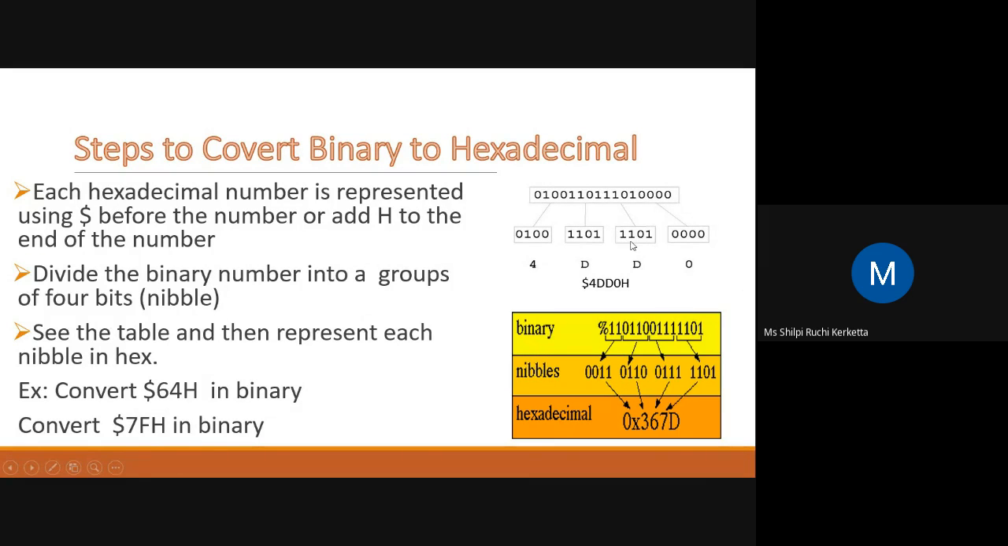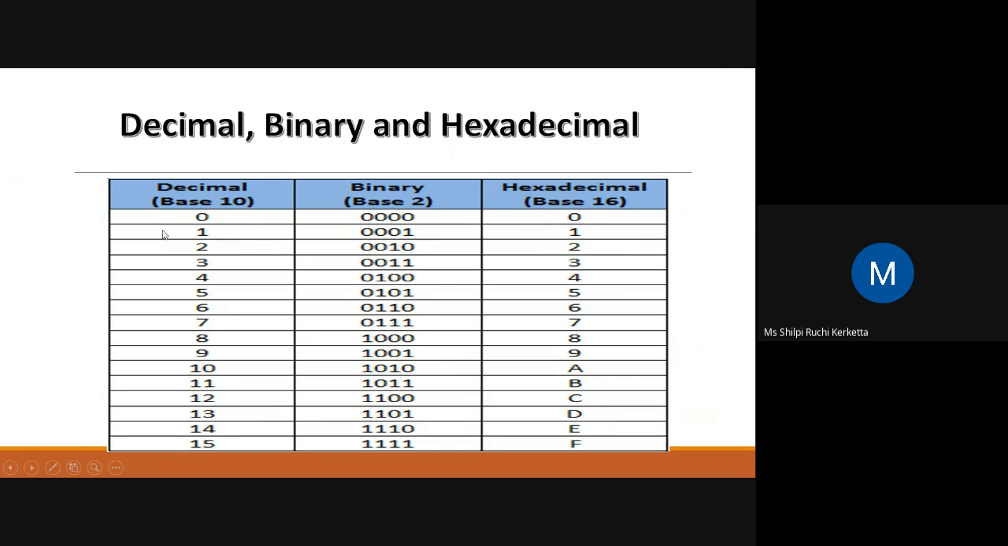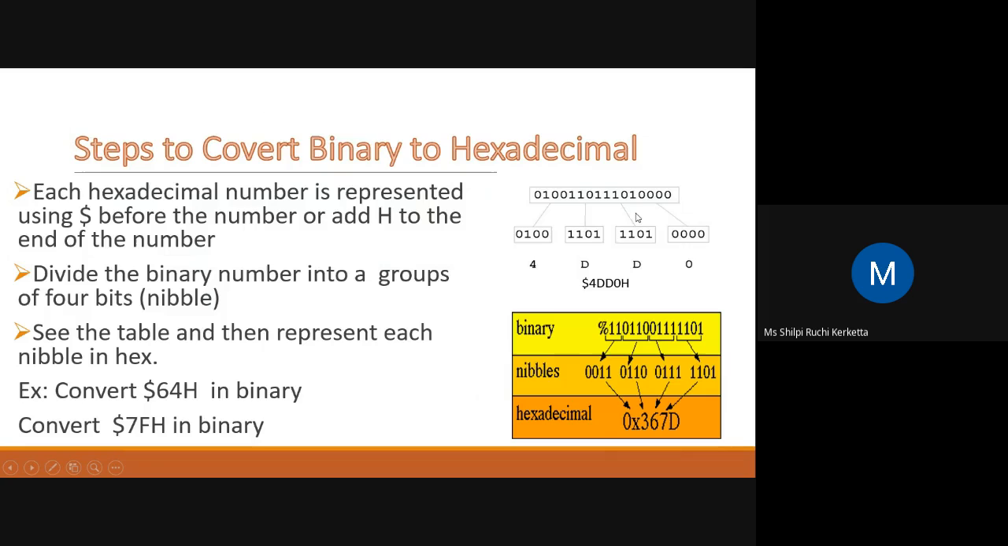We got a second term. Then we go for the third term, 1 2 3 4. We take the third term, and for the last term also we take 1 2 3 4. So there are 4 different nibbles. We will see the values of each nibble. For 0000 we go to the table, and what is the value in hexadecimal? It is 0. So we will write a 0 here.